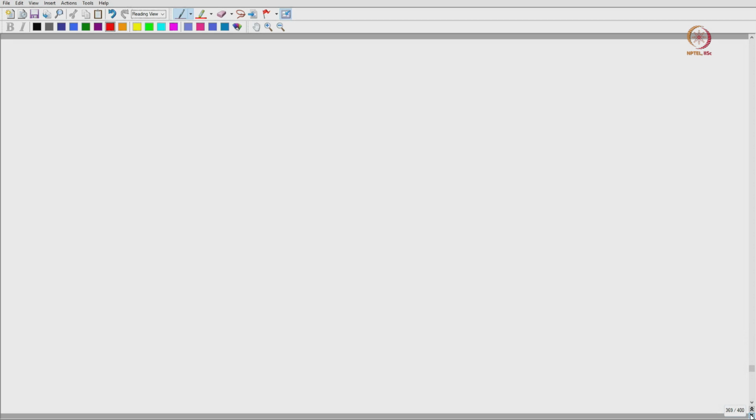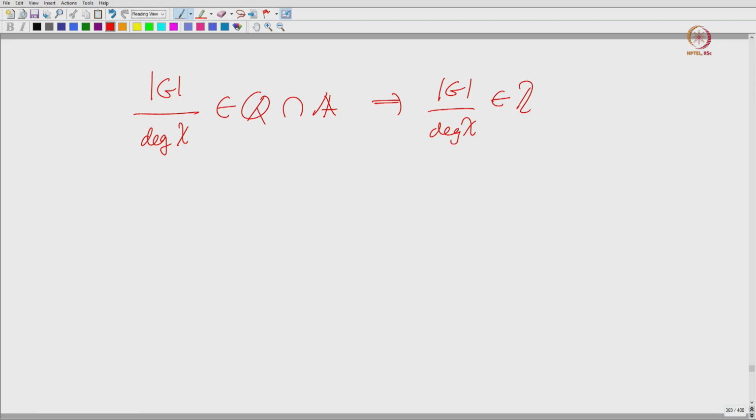Okay. So, we are going to use all these things. We can easily see that the cardinality of G divided by the degree of chi is indeed a rational number. So, if we prove it is an algebraic integer, then from the previous lemma we will get that the cardinality of G divided by the degree of chi is an integer. So, this is the strategy that we are going to follow. But this is, like I said, a bit involved. It is not that easy to prove, it requires some work.